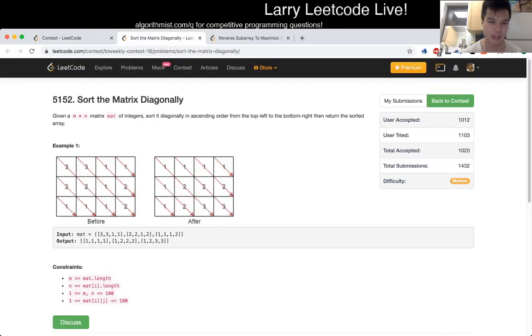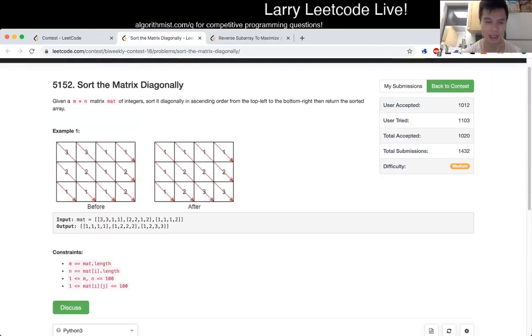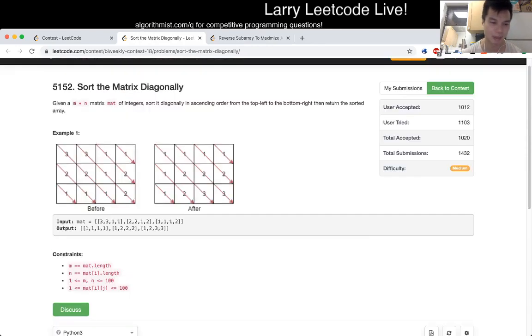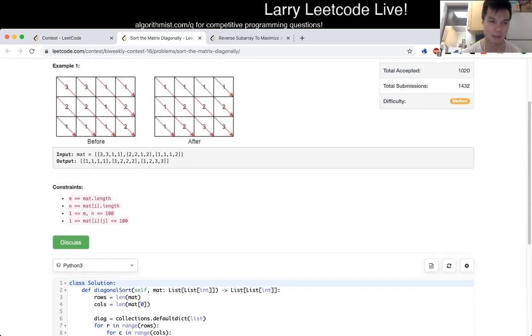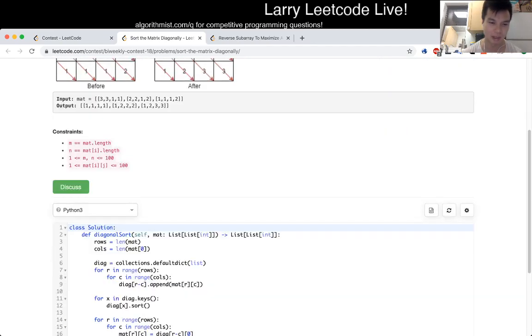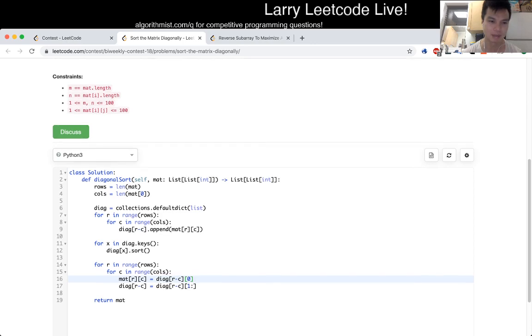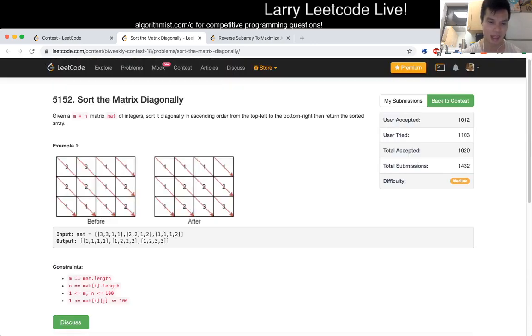Sort the matrix diagonally. I probably could have been slightly more efficient, but I didn't need to be, which thankfully, I held my breath for this one. Essentially, I just put all the numbers in a diagonal, I sort them, and then I pop them one by one. This is technically O of n, so that's why I was a little bit worried. I should have changed it to a deque so that it would be more efficient. But maybe there's some under the hood things that make it fast enough.